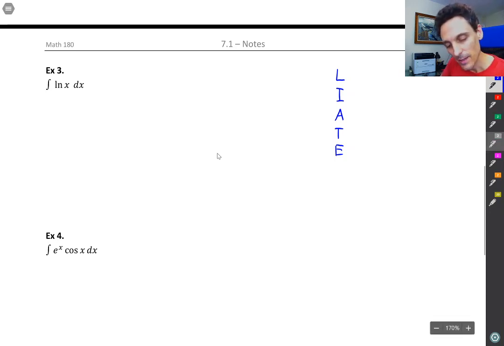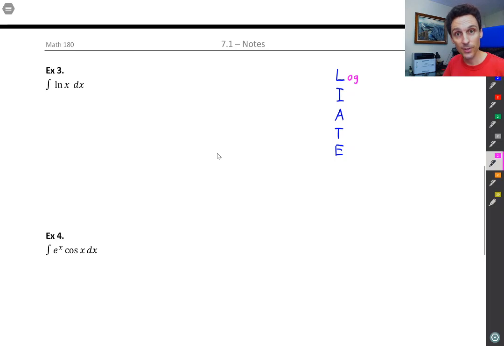So the L stands for log, or logarithm. That's a good choice for you, and the reason is that the derivative of logarithms gets simpler. The derivative of natural log of x becomes 1 over x. And that x on the bottom of that fraction could possibly cancel with other x's, thereby simplifying the new integral that you get. So logarithms are a good first choice for you if you have them.